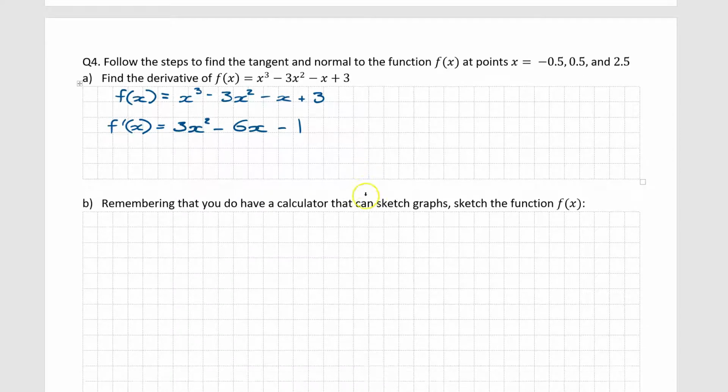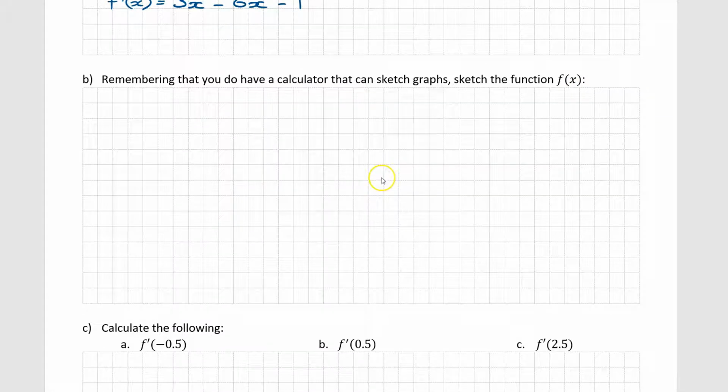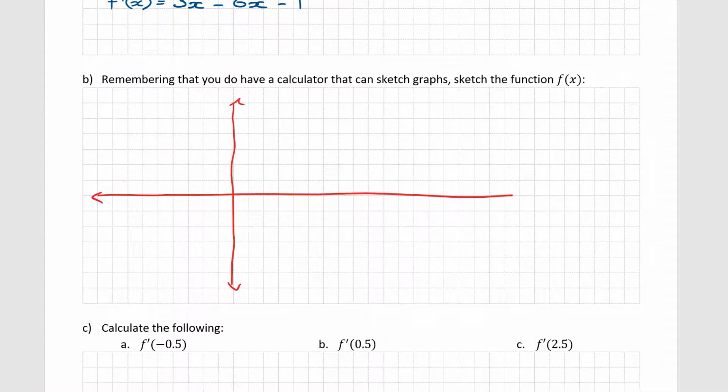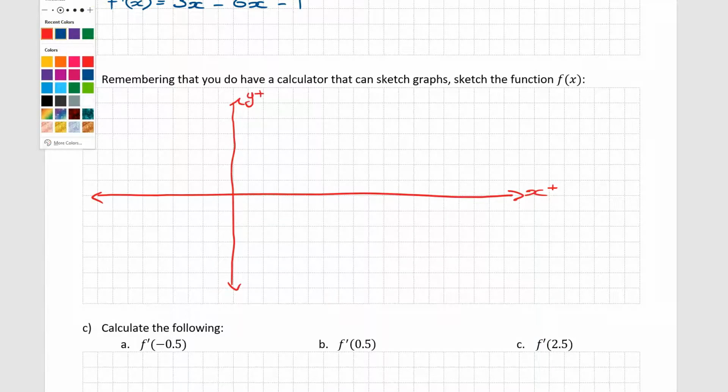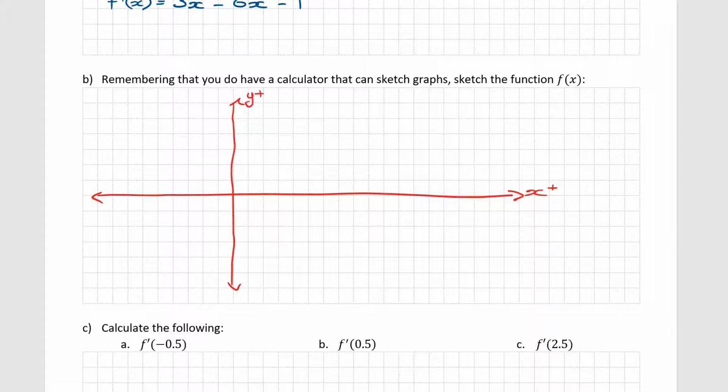Now moving down, remembering that we do have a calculator that can sketch graphs, we're going to sketch the function f of x. So notice it's not f dash of x, but rather it is f of x. To sketch this function, I'm going to draw a Cartesian plane. Of course, you should always use a ruler so you get nice straight lines, but with Microsoft Word, I don't have that luxury, so I'm just going to have to make do with a freehand drawing. If I sketch it on my calculator, the function comes out to look something like this.